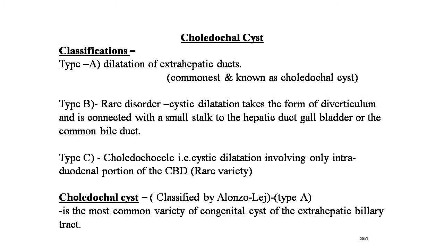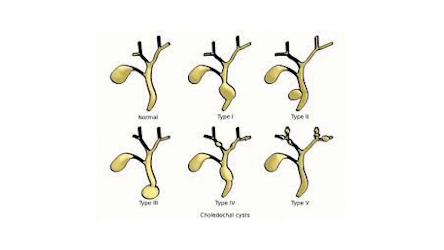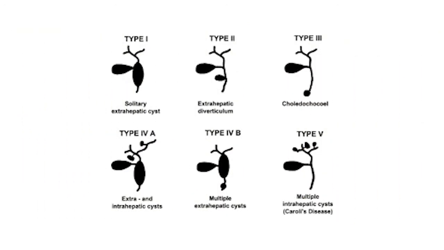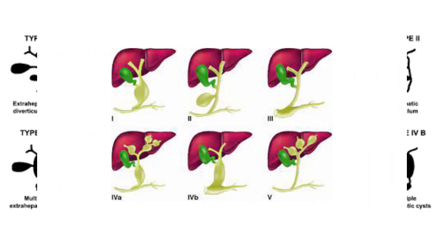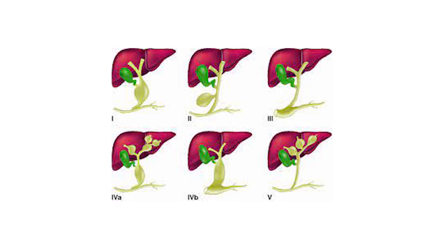Choledochal cyst, classified by Alonso-Lej, type A, is the most common variety of congenital cyst of the extrahepatic biliary tract. Now in the diagram slide you can see on your screen the choledochal cyst: first is the normal, second is the CBD dilated, type 1, and there is a cyst in the CBD, type 2, type 3, type 4 and type 5. Types of the choledochal cyst. Here is a clear diagram: solitary extrahepatic cyst, extrahepatic diverticulum, choledochocele, extra and intrahepatic cyst, multiple extrahepatic cyst and multiple intrahepatic cyst, that is Caroli's disease. These are the types, diagram showing the types of the choledochal cyst.